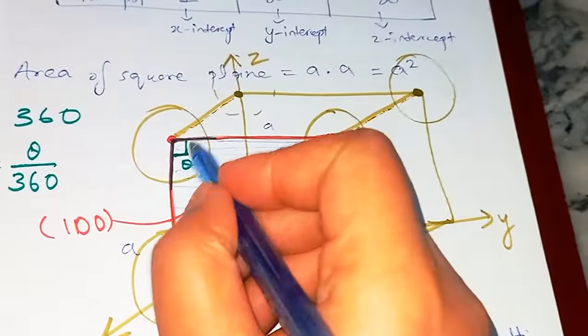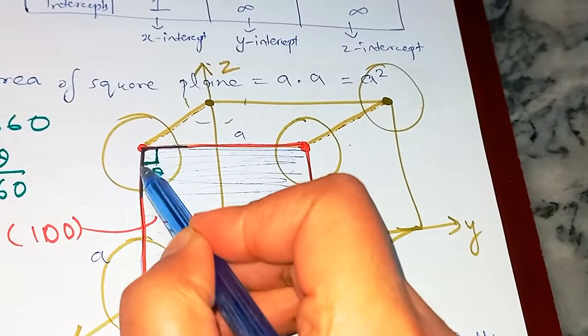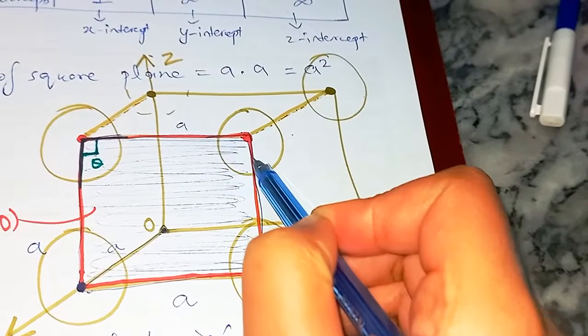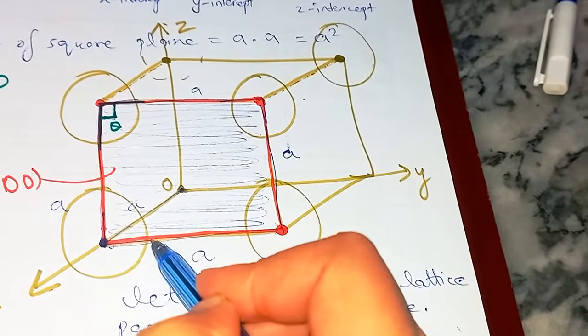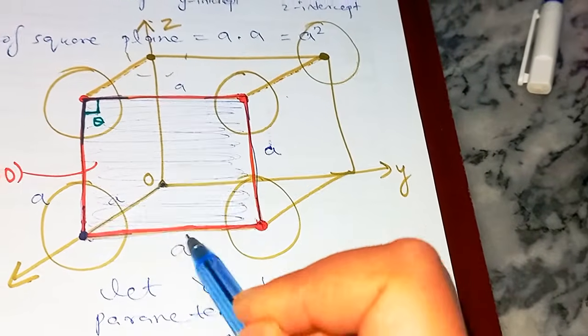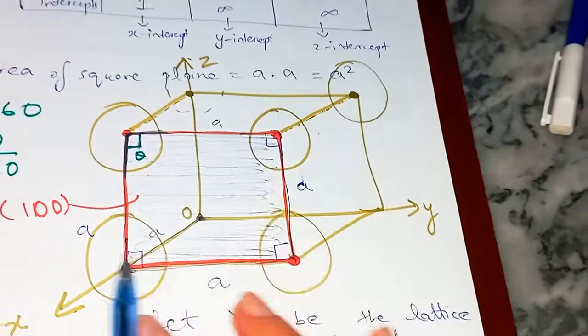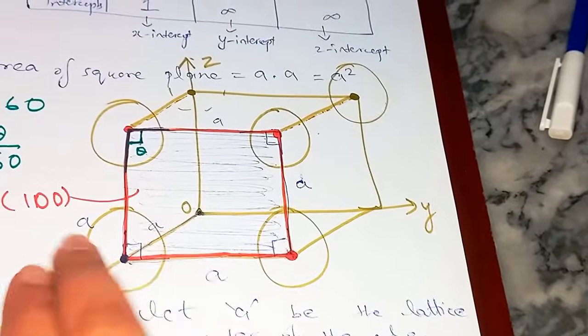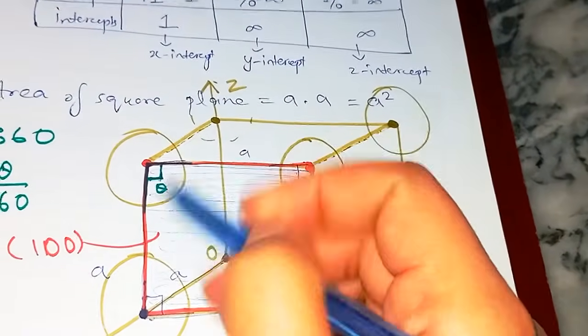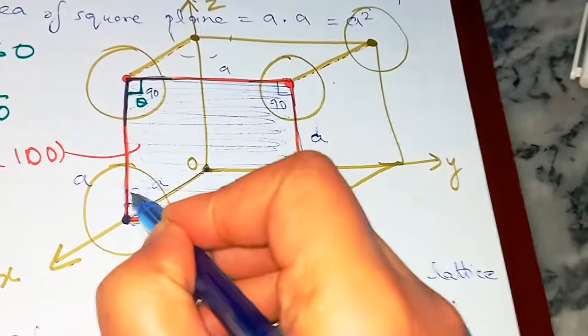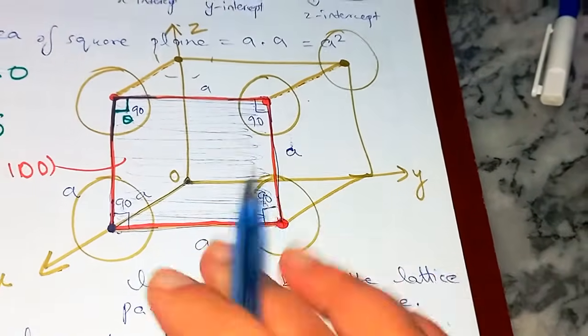For that purpose, we should know the angle between these two lines of the plane. These are actually the thetas for each of these atoms. And since it's a cubic structure and it's the wall of the cube, we know that in a cubic structure this angle is 90 degrees. This angle is 90 also, and this is 90, and this is 90 as well.